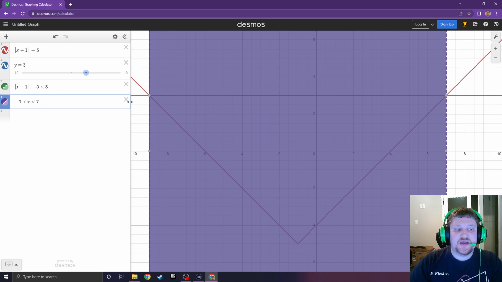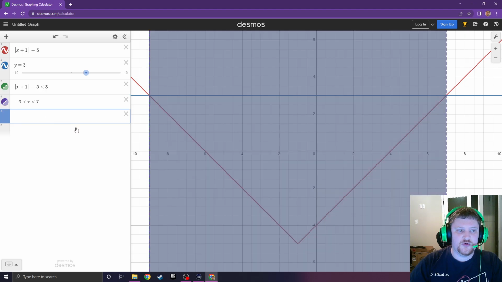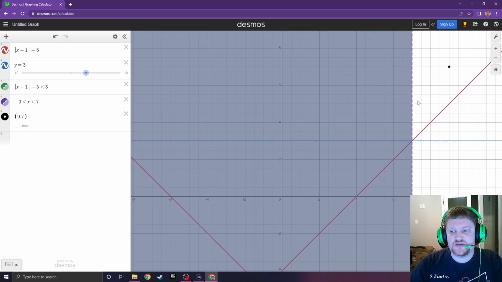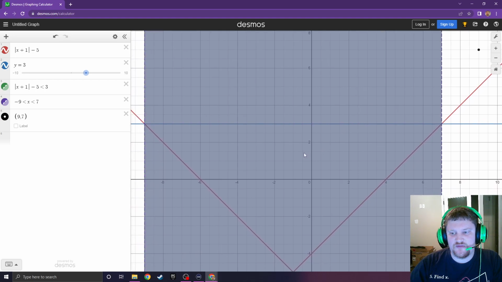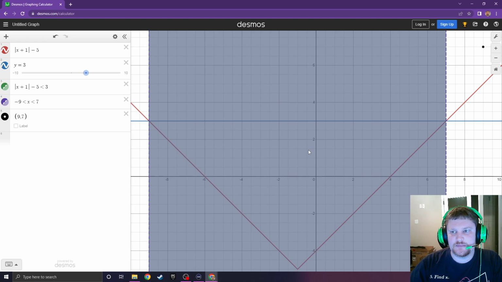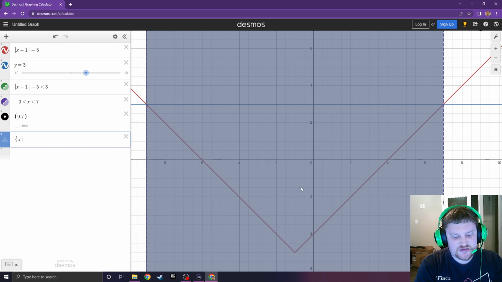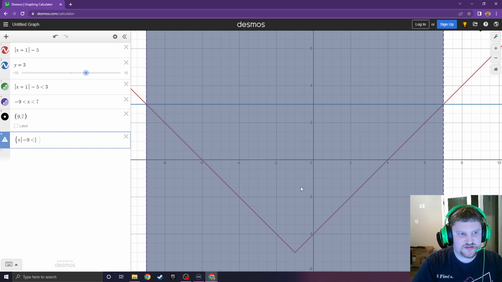Another way we can write negative 9 is less than x is less than 7 would be using interval notation. You can see in this case it doesn't actually show you anything, because Desmos only recognizes that as a dot. So you can't graph it that way, but that is one way we can write it. And then the final way would be set notation: the set of all numbers x such that negative 9 is less than x is less than 7.